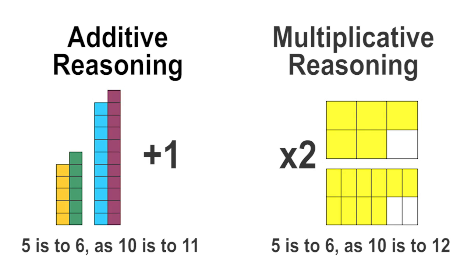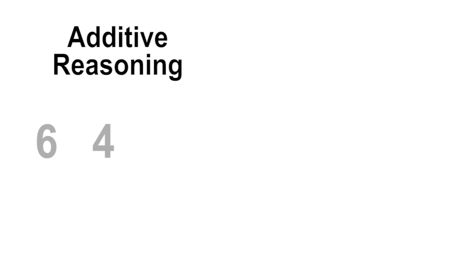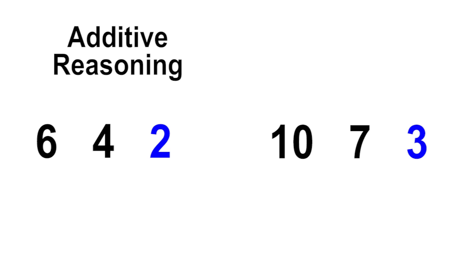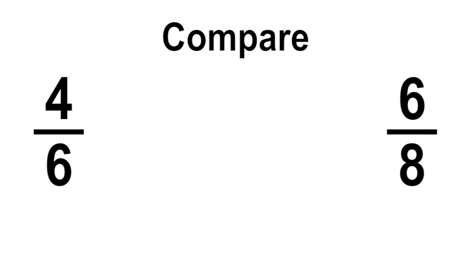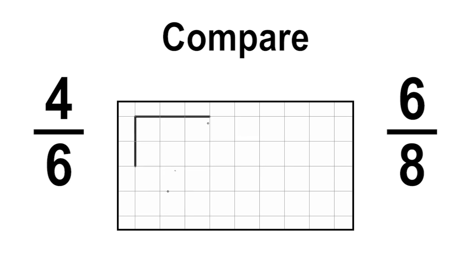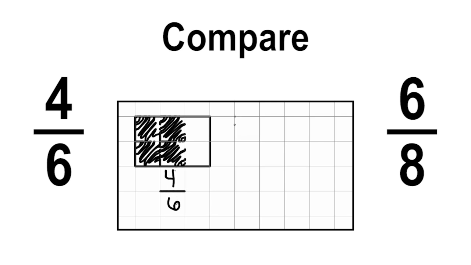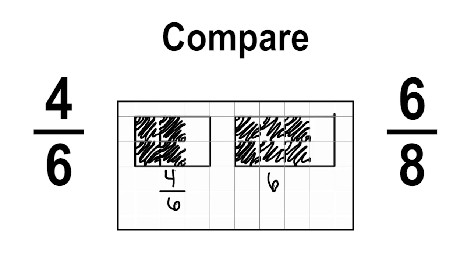When comparing whole numbers, I use additive reasoning, such as if I were to compare 6 and 4 or 10 and 7, I would find the difference between the two numbers. I cannot use this thinking when it comes to fractions if the numerators and denominators are different. If I am comparing a fraction, I need to look at what the fraction represents. In fourth grade, your student could be presented with a problem to compare 4/6 and 6/8. If the student were to draw a rectangle on graph paper made up of 6 equal squares and shade 4 to represent 4/6, then if the student were to draw a different rectangle composed of 8 equal squares and shade 6 to represent 6/8, the student would not be able to compare these fractions using this model.